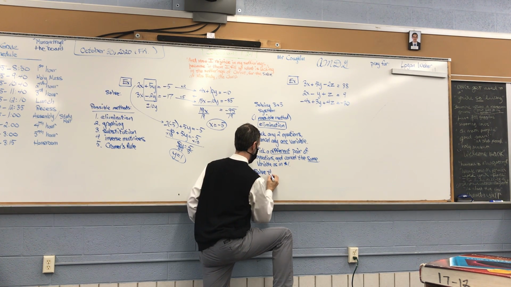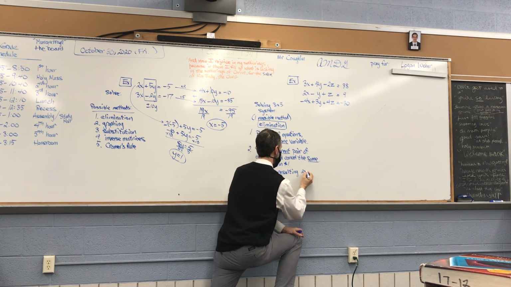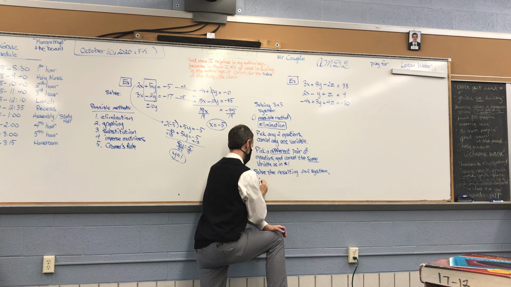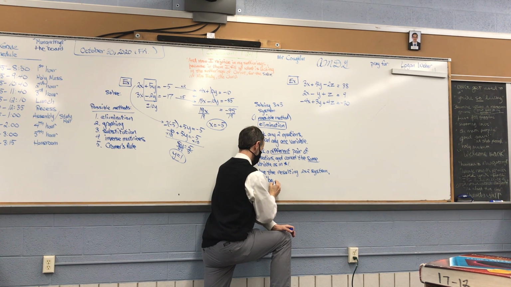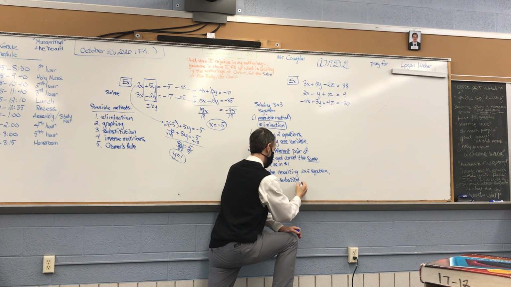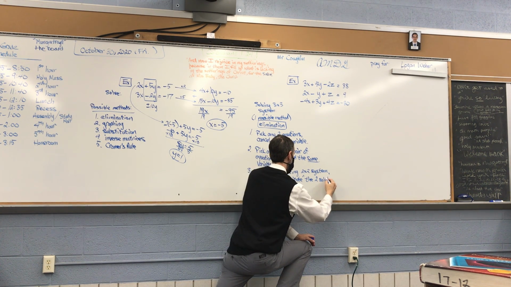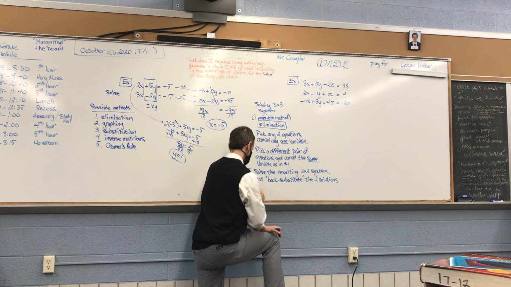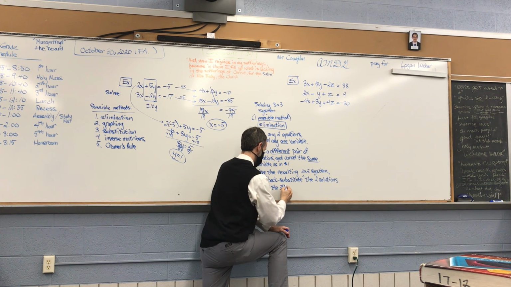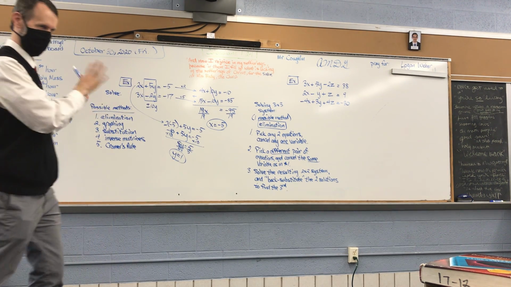Step 3. Solve the resulting 2 by 2 system. And this is kind of a new phrase, back substitute the 2 solutions to find the third. That is, again, solve the resulting 2 by 2 system. I'll show you what that means after we do it.